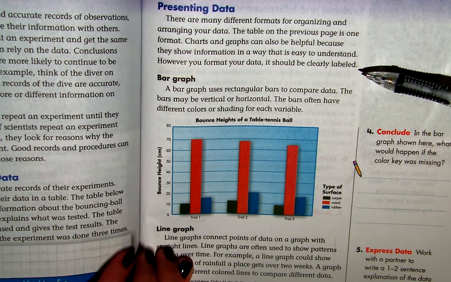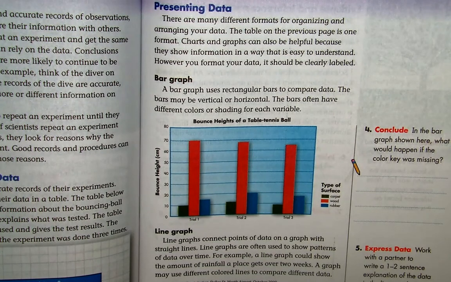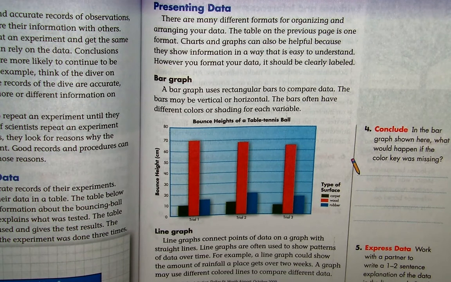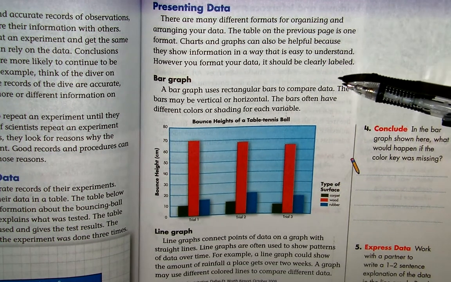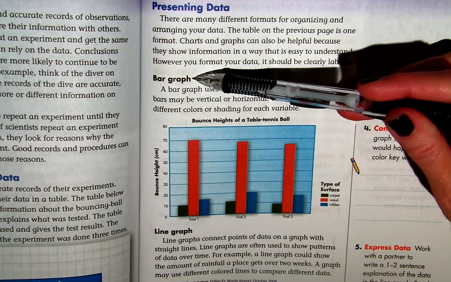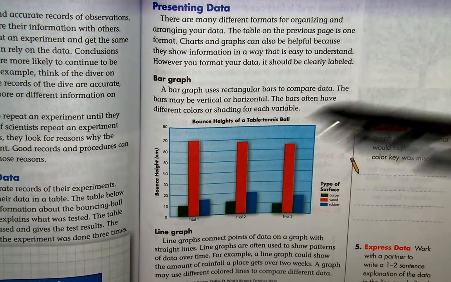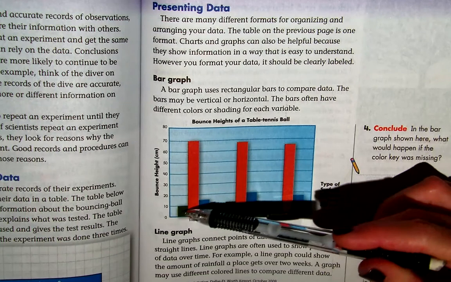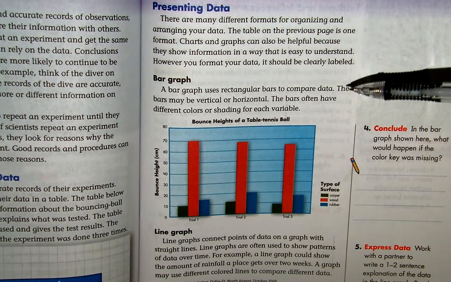Okay, so on page 324, we saw a table with numbers and all of the information arranged in a table. The same information is presented here in a bar graph. A bar graph is a way that you can present your data. A bar graph uses rectangular bars to compare data.